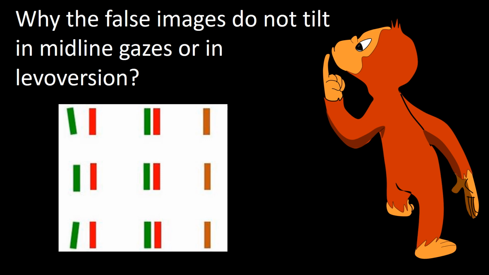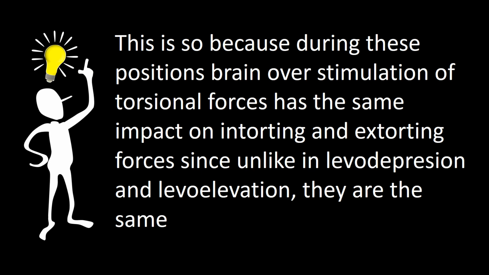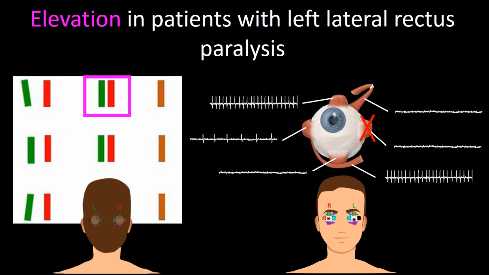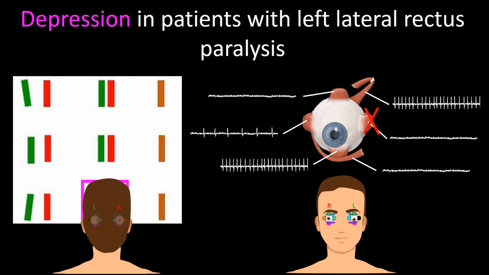The eighth and last question is why the false images do not tilt in midline gazes or in levo version. This is so because during these positions, brain overstimulation of torsional forces has the same impact on intorting and extorting forces, since unlike in levodepression and levo elevation, they are the same to begin with, as you will see in the following frames corresponding to these gazes: levoversion, elevation, primary position, and depression.